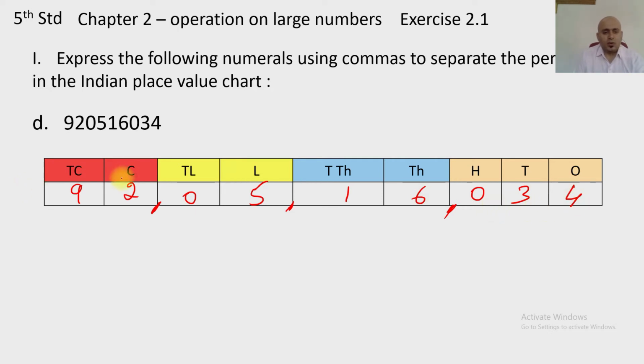16,034. This is 92 crores, 5 lakhs, 16,034. Next question.